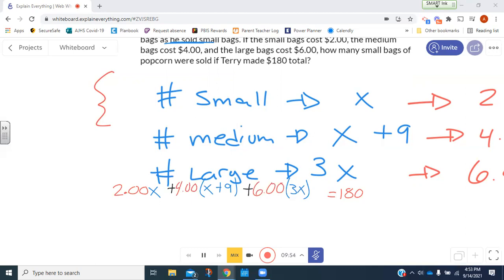Again, what we have so far is the cost per each of the small plus the cost per each of the medium and the cost per each of the large, right? That's going to give us our total amount earned from the bags sold. Now we have this just in terms of the connection to the smalls. So we can go ahead and we can solve for x, right?